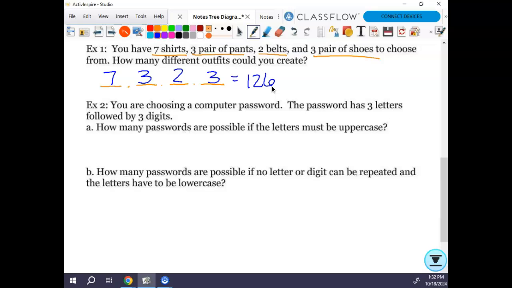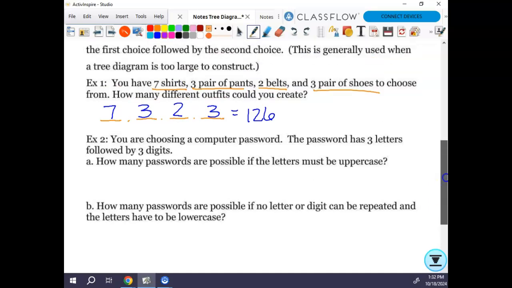Everybody good on that? Because again, this is pretty basic and it's simple, but it's also easy to overthink if you're not really sure where to go with it. Now think about your computer passwords. 3 letters followed by 3 digits, or 3 numbers, which I don't even think, if you make a new password for anything, yes ma'am. Yeah. Absolutely, that's all it is.